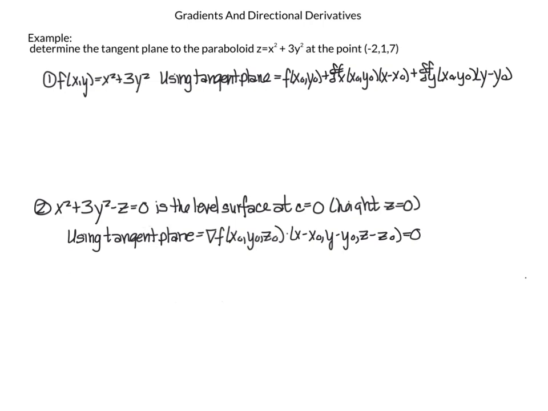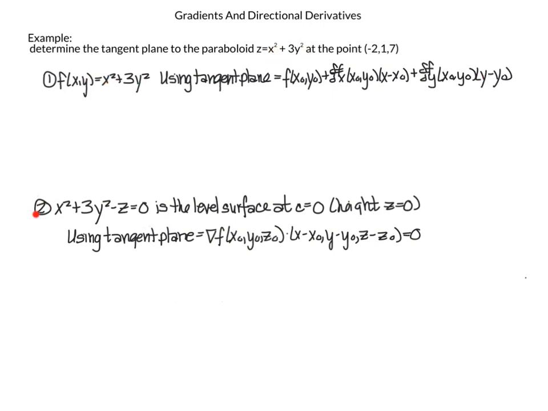This is the equation we had: we start with f of x naught, y naught, and then we take the partial derivative with respect to x, evaluate it at x naught, y naught, and multiply it times x minus x naught, plus the partial derivative with respect to y evaluated at x naught, y naught times y minus y naught. So again, this is the equation for a tangent plane to a surface that we learned when we talked about derivatives. So now we can view z as a surface given by the equation x squared plus 3y squared.